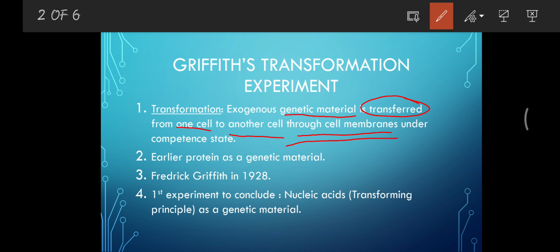In earlier experiments, scientists were doing a lot of experiments but were unaware that DNA is the genetic material present in microorganisms. So earlier, protein was considered the genetic material transferred from one generation to another. But later, in 1928, Frederick Griffith conducted an experiment which concluded that nucleic acids, in the form of transforming principle, act as a genetic material.